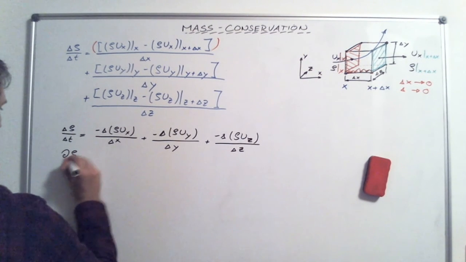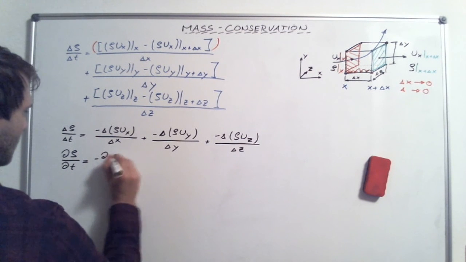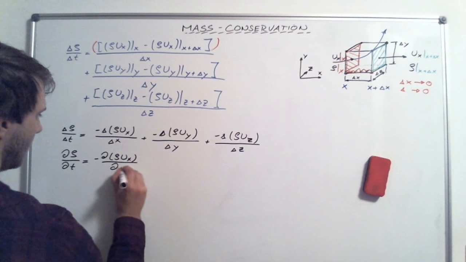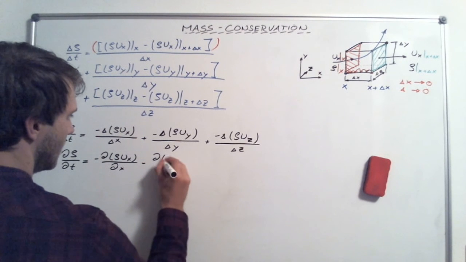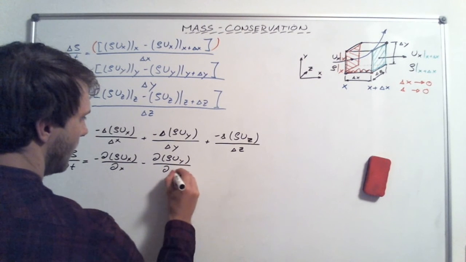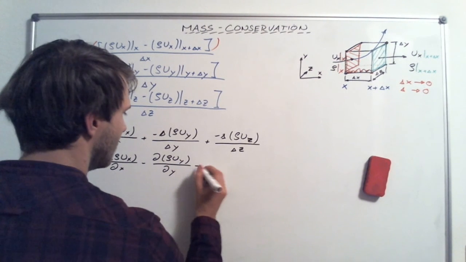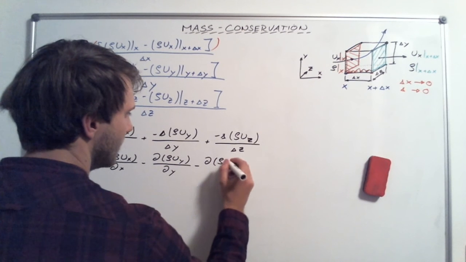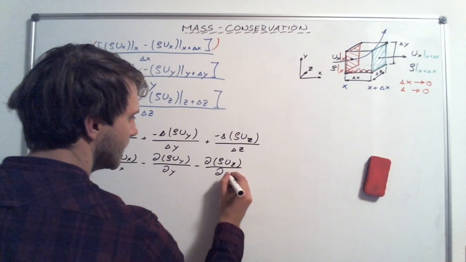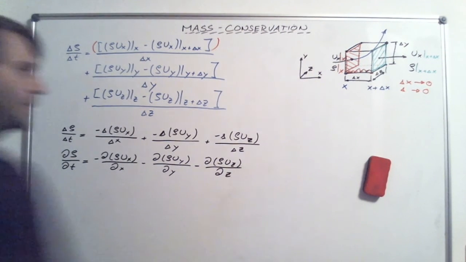this equation: partial rho u x, minus partial rho u y, not plus minus, partial rho u z, divided by partial z. And here we go, this is the mass conservation equation.